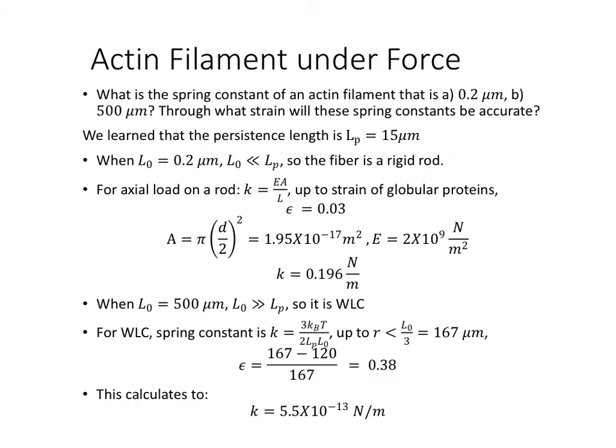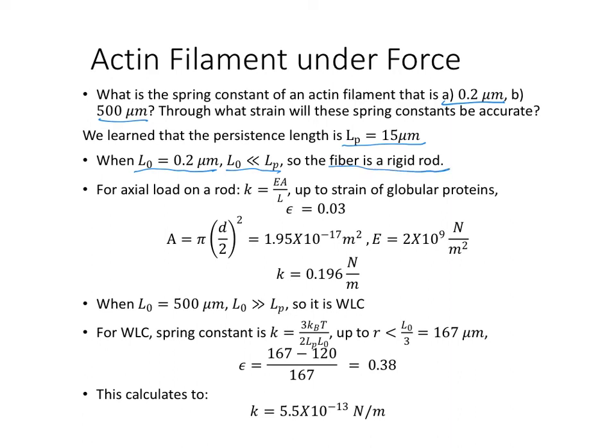Now we'll go back to our actin filament example and ask how the shortest and longest actin filaments act under force, that is, what are their spring constants. Because the persistence length was 15 microns, the shorter one is much less than the persistence length. Its contour length is less than, so it acts like a rigid rod.